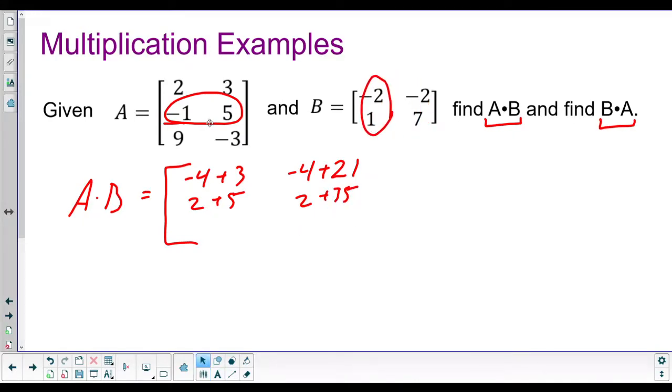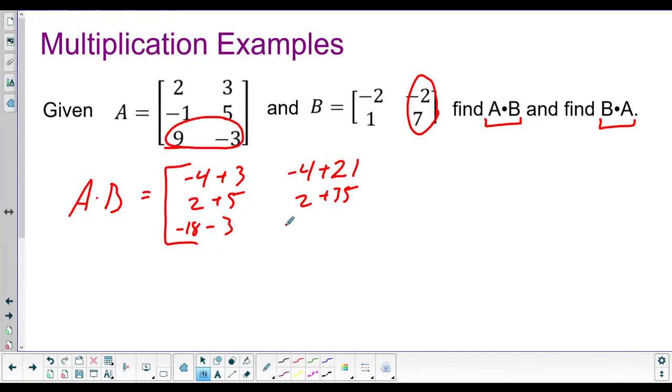Last set, 9 times negative 2 is negative 18. Negative 3 times 1 is negative 3. Move this over. 9 times negative 2 is negative 18. Negative 3 times 7 is negative 21.